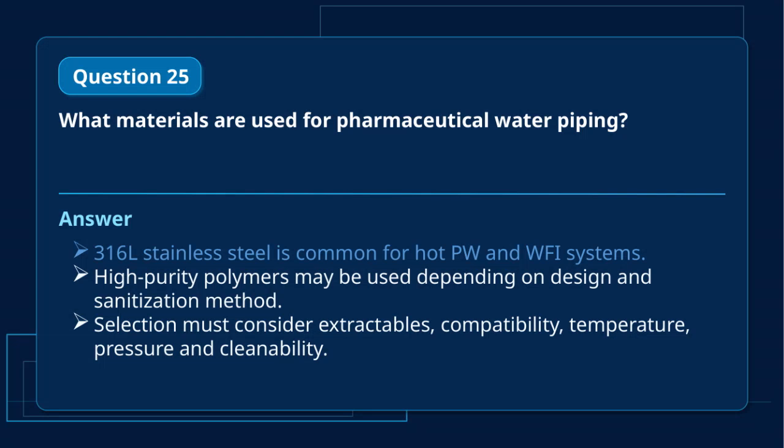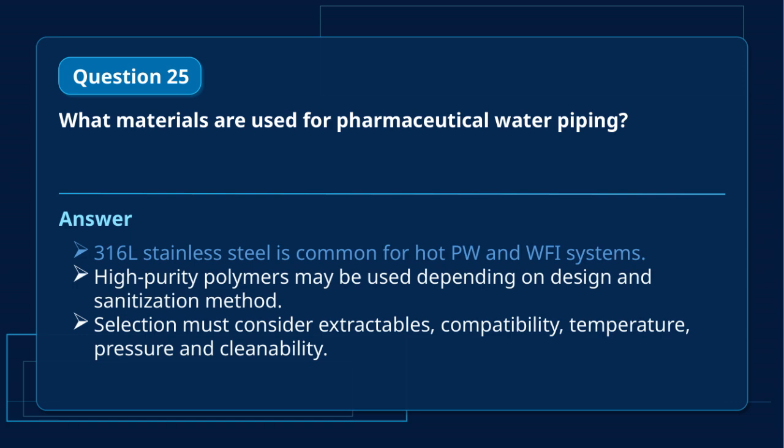For pharmaceutical water piping, the most commonly used material is 316L stainless steel, especially for hot pharmaceutical water and water for injection systems. This type of stainless steel is preferred because of its durability, corrosion resistance, and ability to maintain purity under high temperatures. In some cases, high-purity polymers might be used instead, but this depends on the system's design and the method used for sanitization.